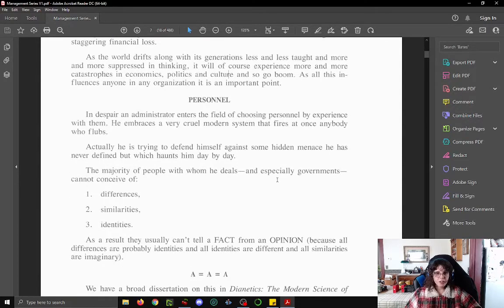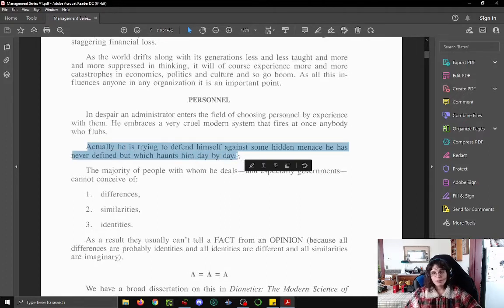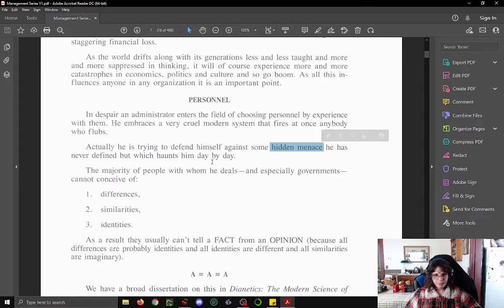Personnel. In despair, an administrator enters the field of choosing personnel by experience with them. He embraces a very cruel modern system that fires at once anybody who flubs. Actually, he's trying to defend himself against some hidden menace he's never defined, but which haunts him day by day. Where are you getting this? What is this demon that you're mentioning, this hidden menace? The majority of people with whom he deals, and especially governments, cannot conceive of differences, similarities, or identities. How do you know this?